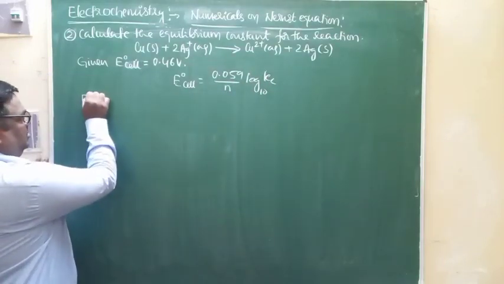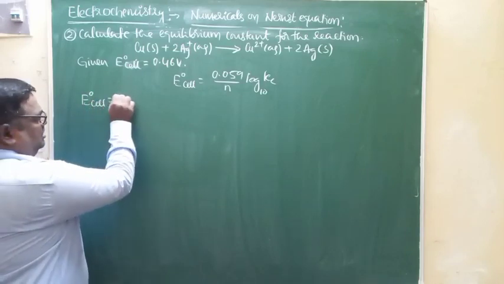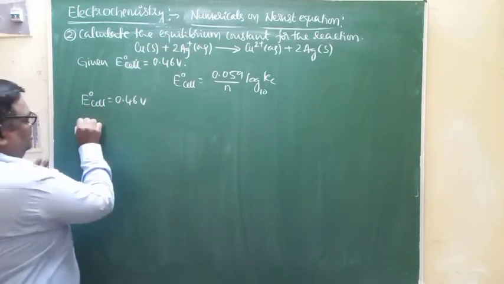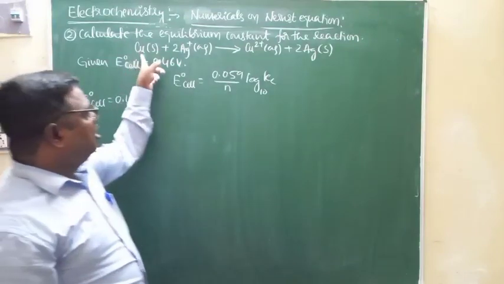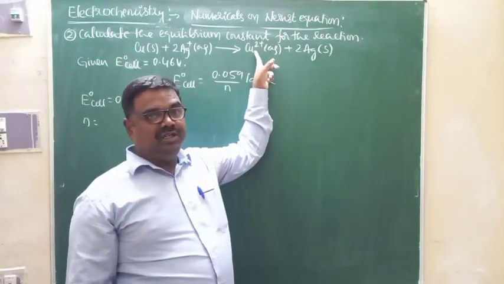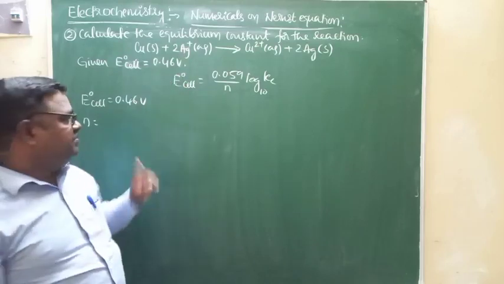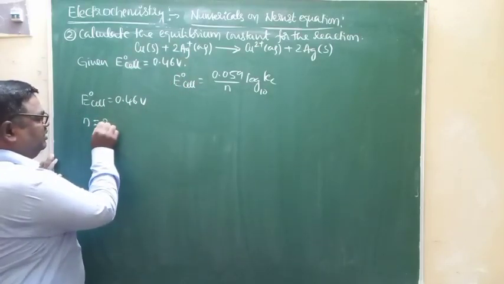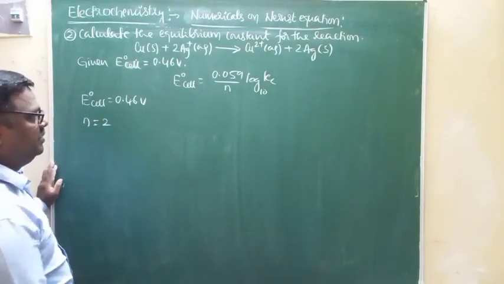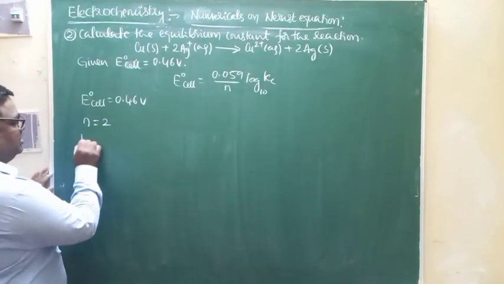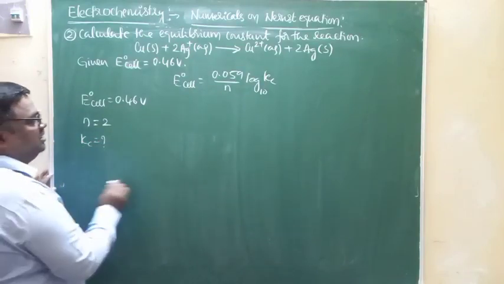E naught of cell is 0.46 volts. For n in this reaction, copper is converted to Cu2+ by losing 2 electrons. Those 2 electrons will be taken up by 2 Ag+ ions. Therefore the number of electrons exchanged between cathode and anode is 2. So n equals 2, and you are supposed to calculate Kc. Substitute.